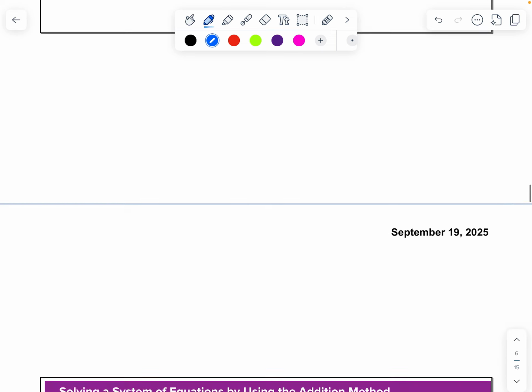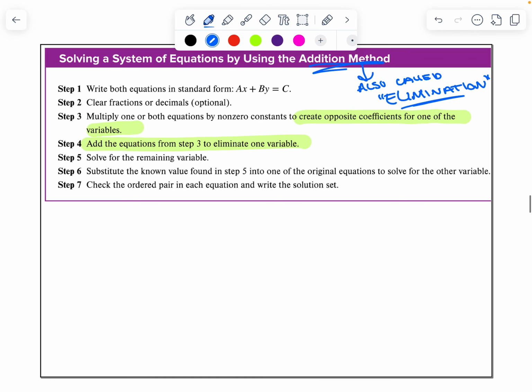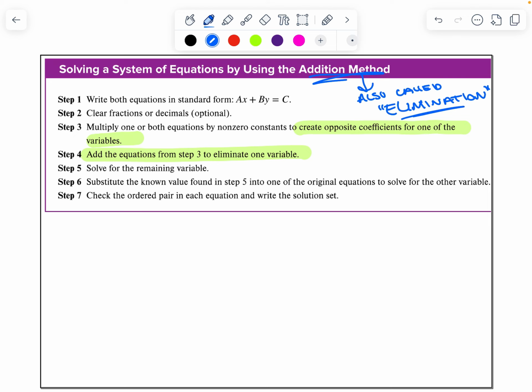That's solution by substitution. The second is called, they call it addition, but we also call it elimination, right? Addition and elimination. This is our third method. We've seen graphing now, we've seen substitution, now we're going to see elimination. You can read through these steps for a second if you'd like to.